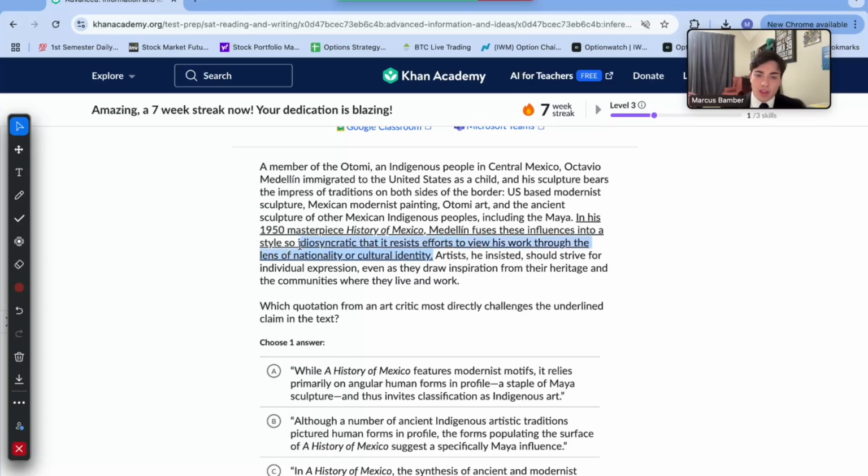So all these influences are blended so well that you can't identify it with one. That's what this highlighted sentence is basically saying. Artists, he insists, should strive for individual expression even as they draw inspiration from their heritage and communities where they live and work. So he doesn't want to identify with his heritage or these different communities. He wants to fuse them together to create something that's unique, individual expression, as we see here.